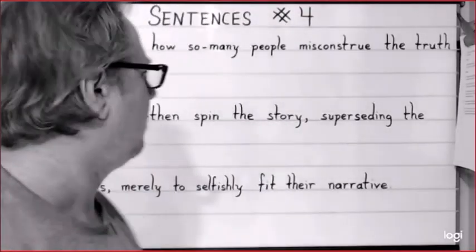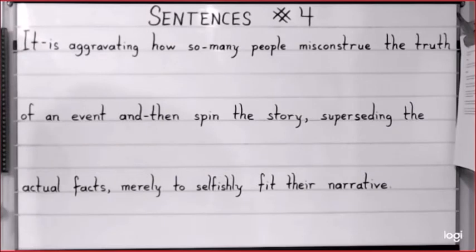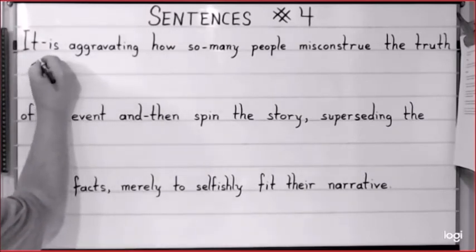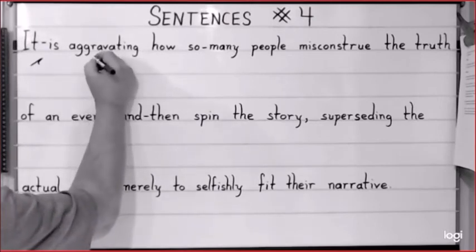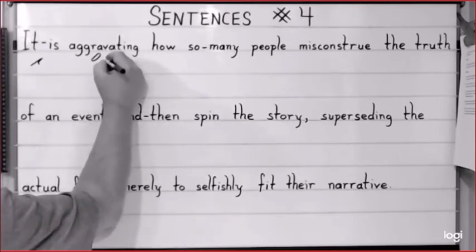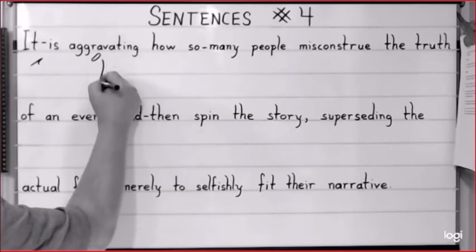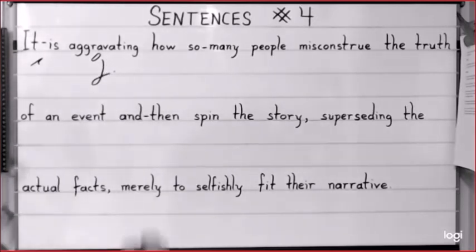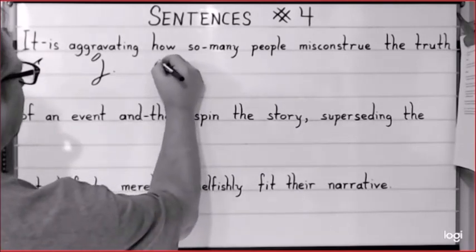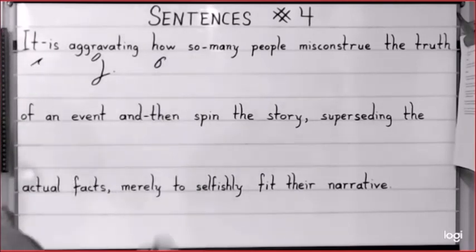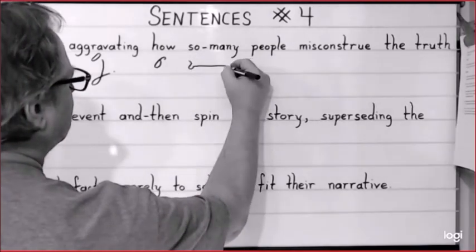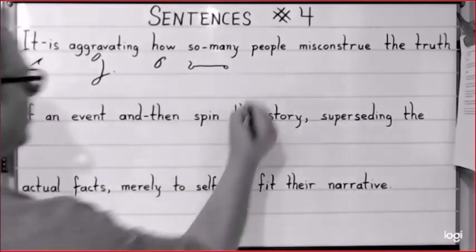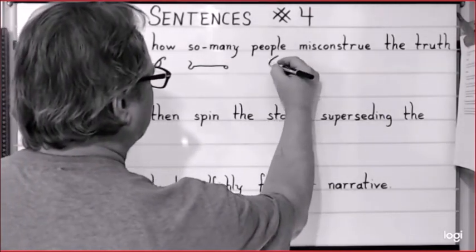On to sentence number 4. The phrase it is T, S. Aggravating is the upward loop, and then V, A, T, a dot for the ing. How is A, U. So many is S, O, M-E-N stroke, E. People is P, E, P.